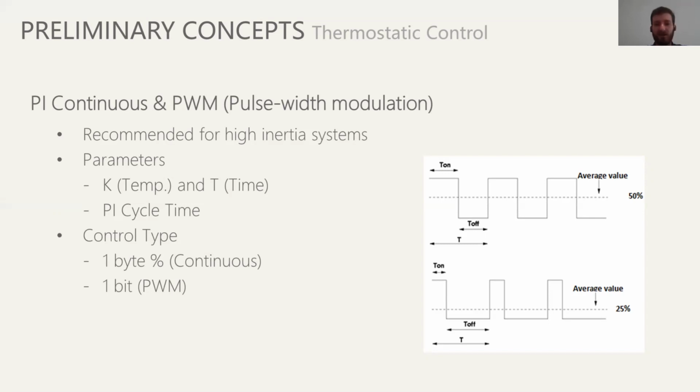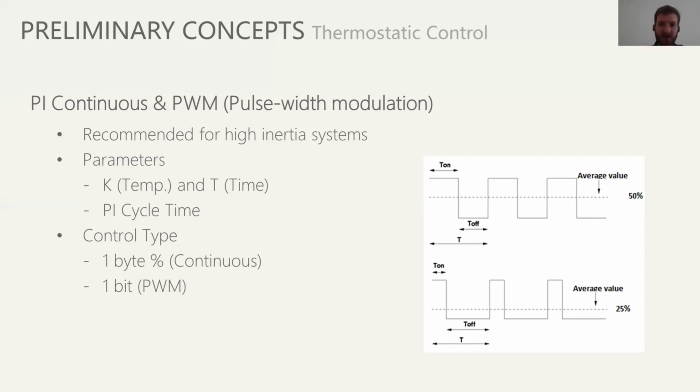But these are the 2 parameters you define in the thermostat: what temperature difference you can achieve in a given time with this system. And you also define a PI cycle time, which is the time in which the cycle will occur. I'll get to this in a second.